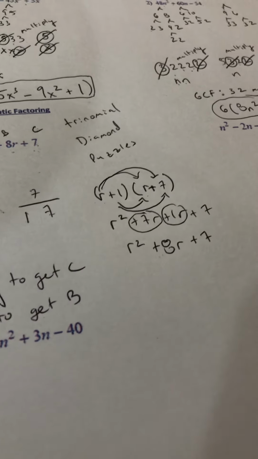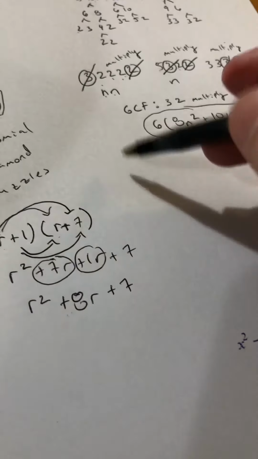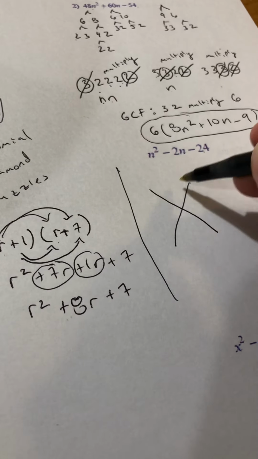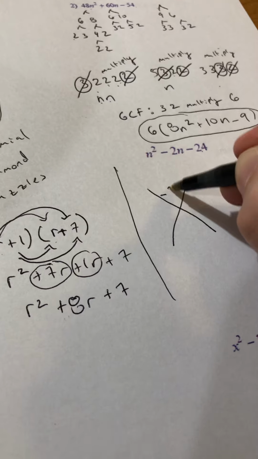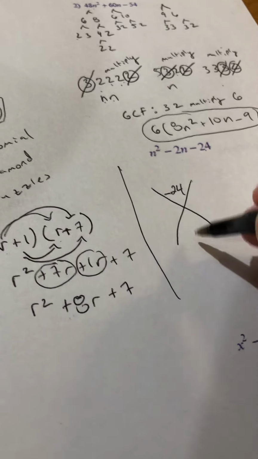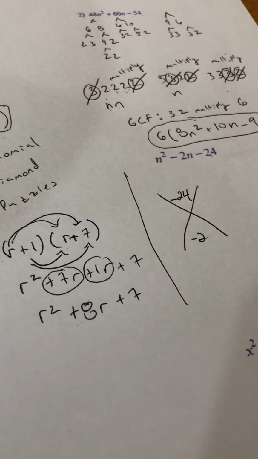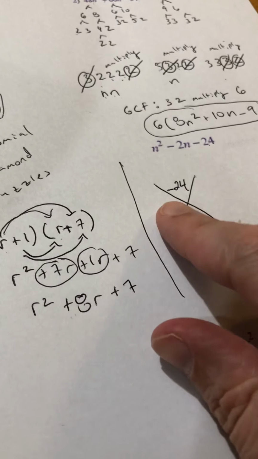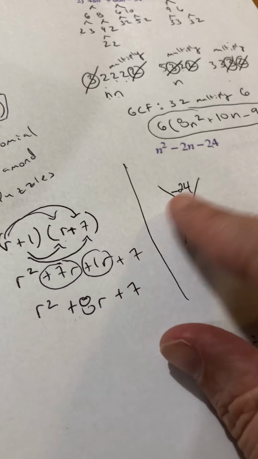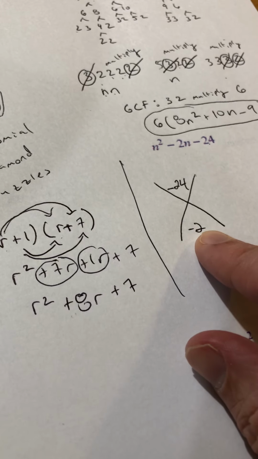Okay, so let's look at some more examples. Okay, so here we put our C value up top, make sure we carry any symbols with it, so it's negative, so I need to make sure it's negative. Okay, and then I have a negative 2 on the bottom. Okay, so we need to find 2 numbers that multiply to give you negative 24, but those 2 numbers need to add to give you negative 2.